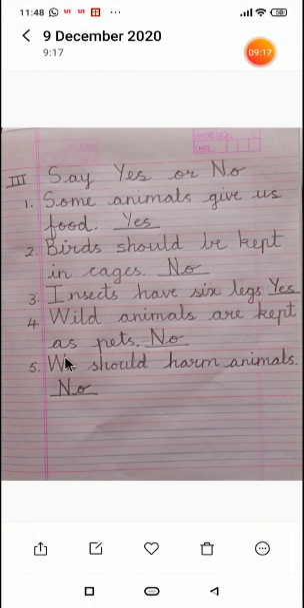They are living in the wild, in the jungles, in the forest. They live there, so they cannot be kept as pets. We should harm animals. No. Okay, children, so we finish with this, the lesson. Thank you.